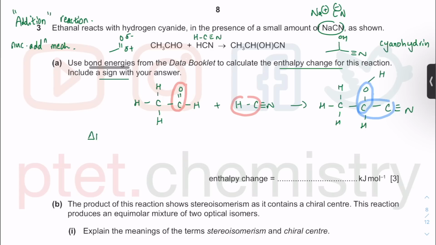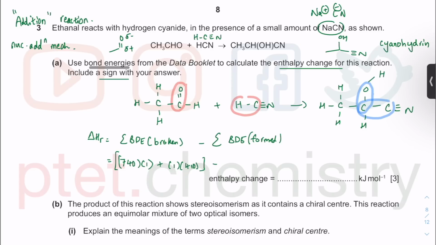In terms of bond energy, we know that the enthalpy change of reaction is the sum of bond energy broken, whatever you need to break, minus the sum of the bond energy that you need to form. So what do we need to break? We need to break a C=O double bond, gotta choose the right one, 740. So I break one of that. I also need to break one C-H covalent bond, so that is 410. So I use a bracket to close up the bond energy that I need to break.